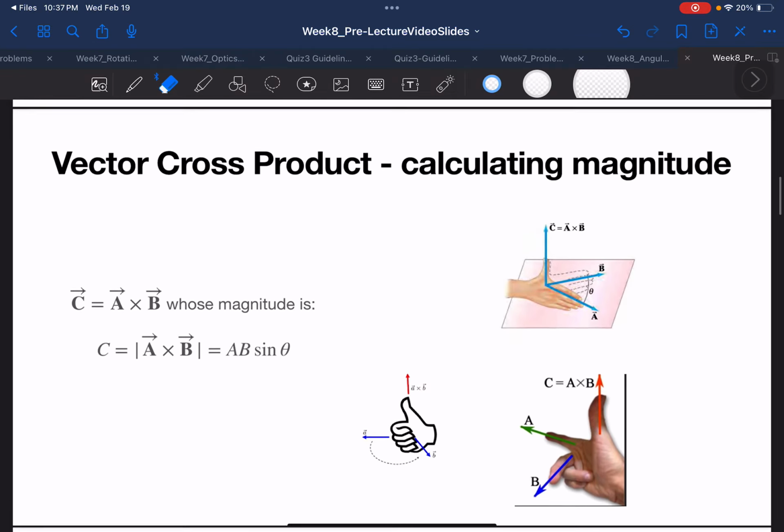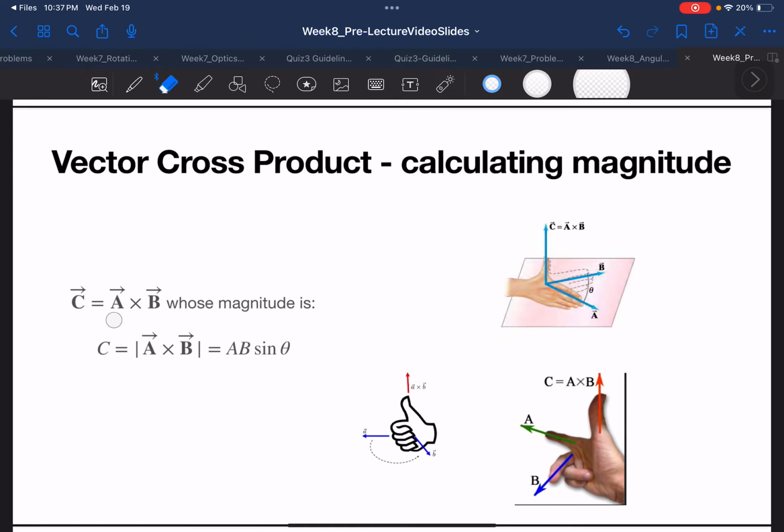To compute the cross product between any two vectors, let's say you have some vector A crossed into vector B, the cross product of two vectors is another vector. And as you may remember, all vectors have some direction and magnitude associated with them. To find the magnitude of that vector, you take the magnitude of A times the magnitude of B times the sine of the angle between the two vectors. So theta is the angle between A and B. So that's how you find its magnitude.